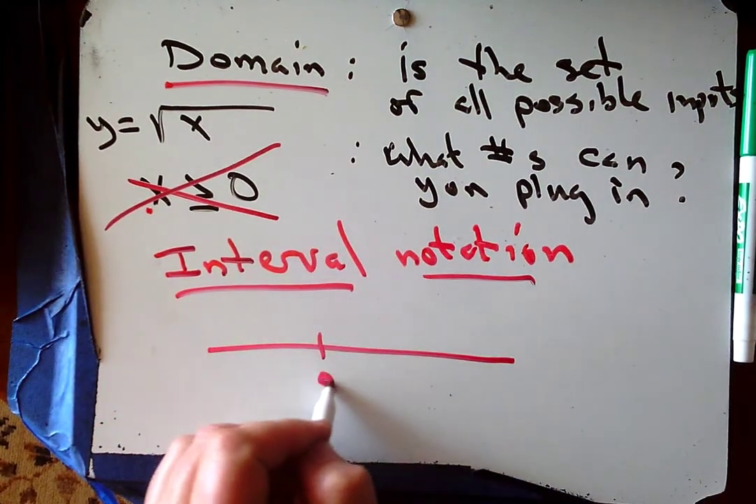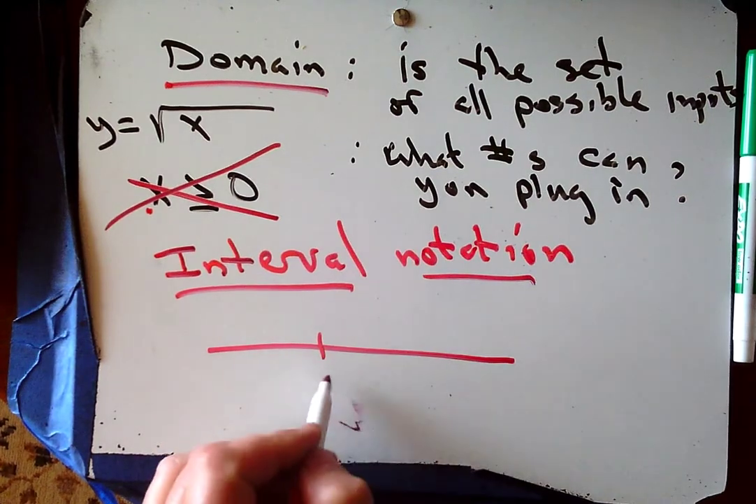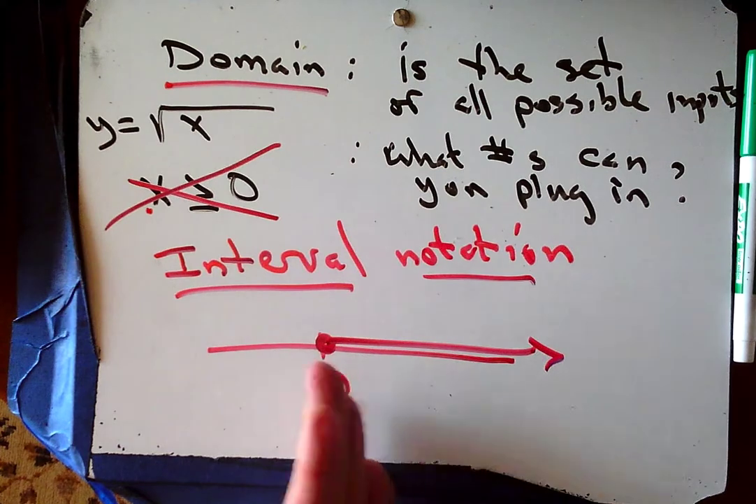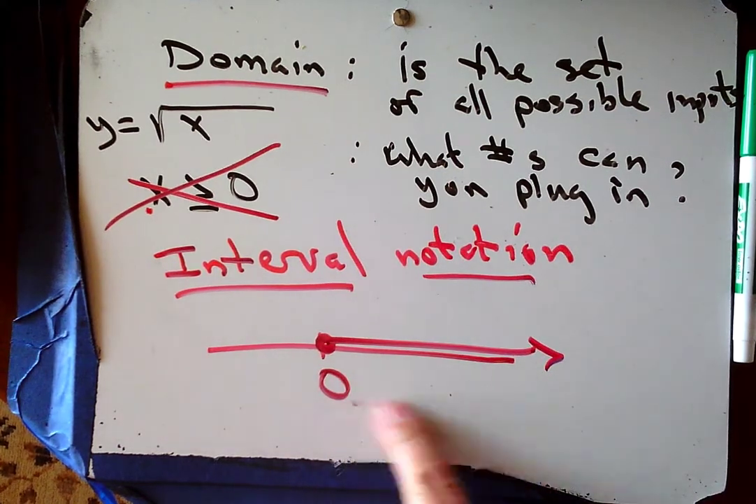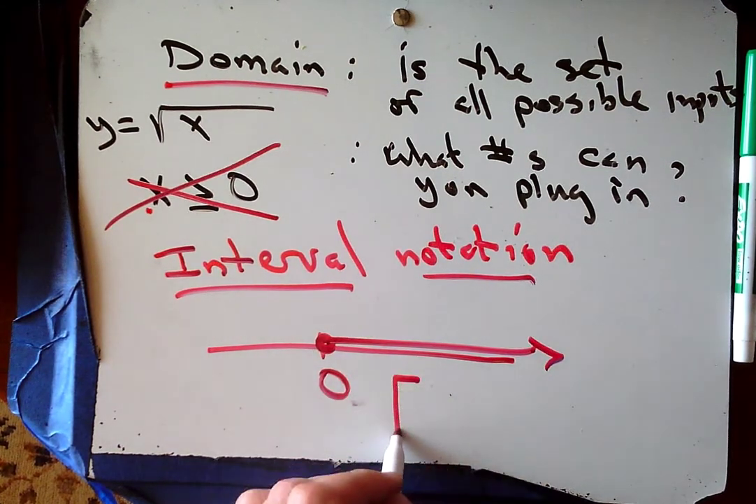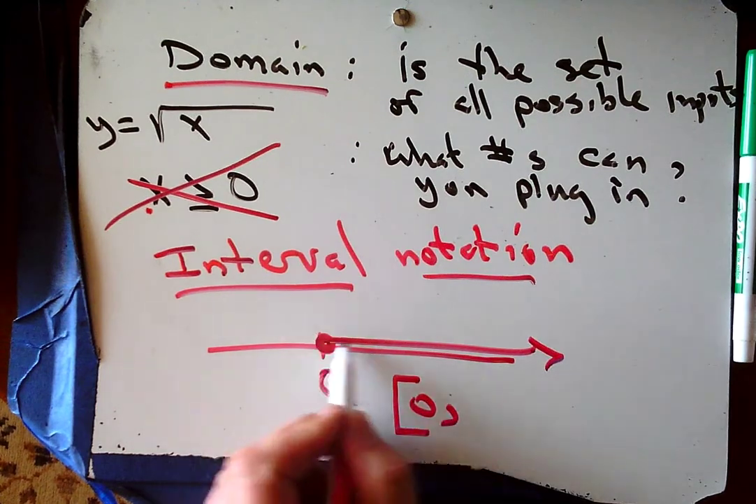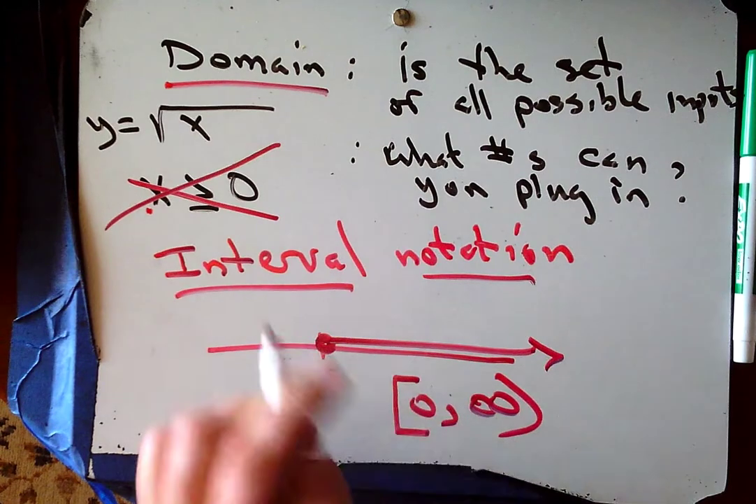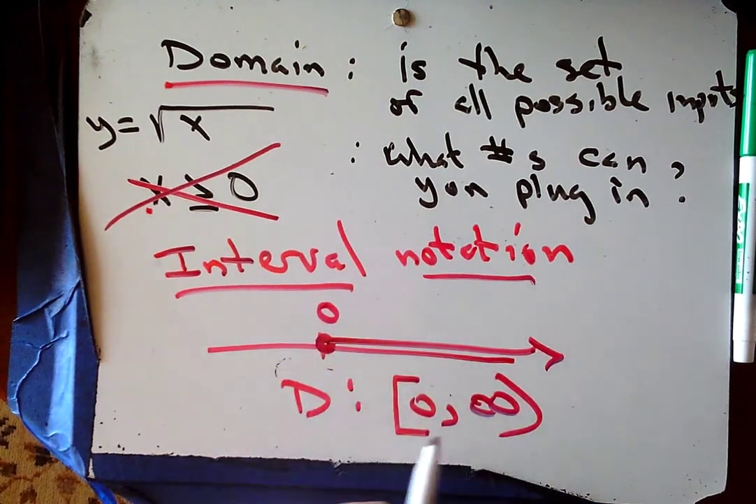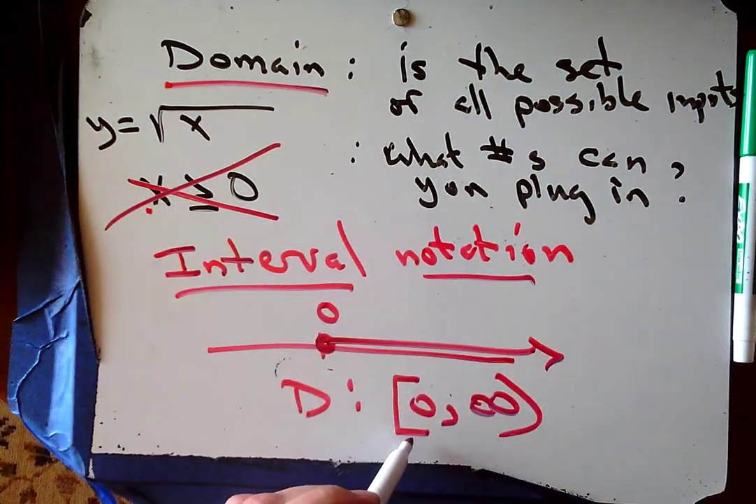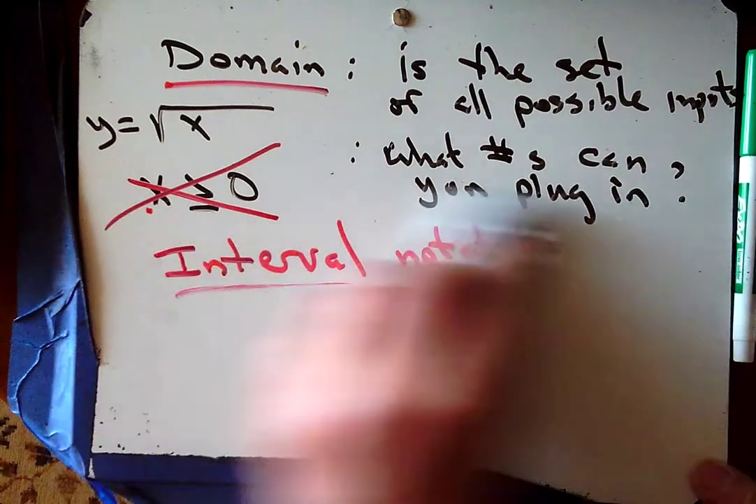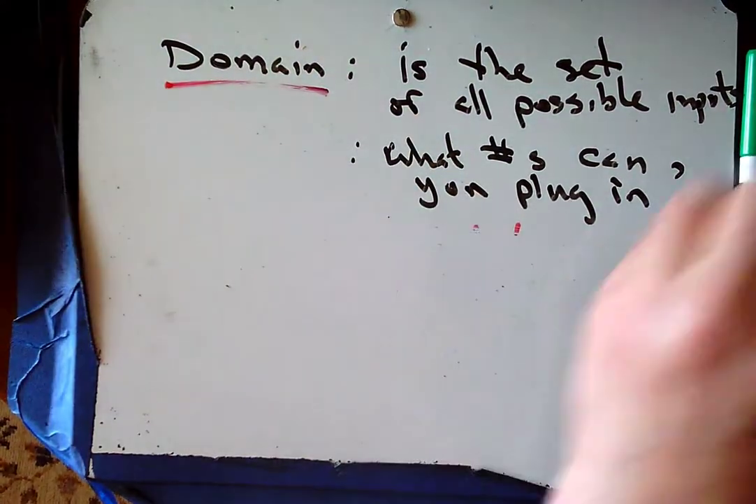Now, what interval are we talking about? Well, if we're talking about the domain for square root of x, it's all these numbers, including 0. Because 0 is included, I put a bracket on 0, and then I go forever in this direction. So my domain is, for square root of x, [0, infinity). Okay? So those are all the numbers that I can plug in.